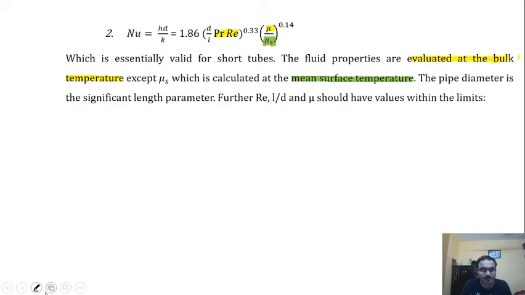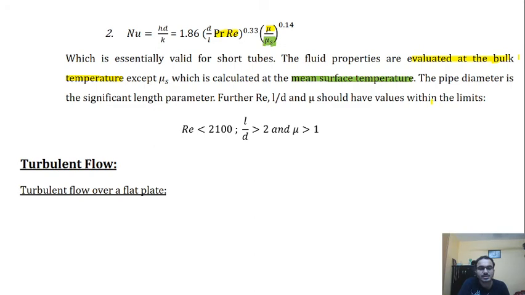The pipe diameter is the significant length parameter. Further, Re, L by D and mu should have values within the limits. That Re should be less than 2100, L by D should be greater than 1 and mu should be greater than 1. Now next is turbulent flow.